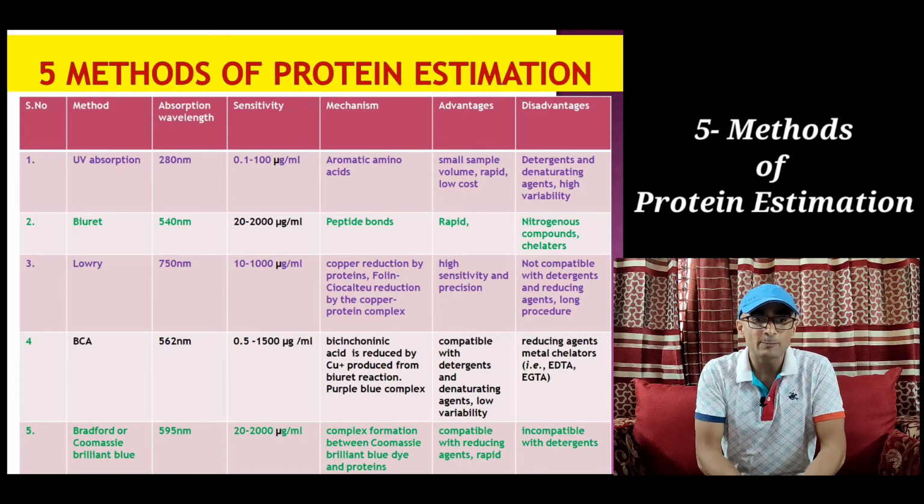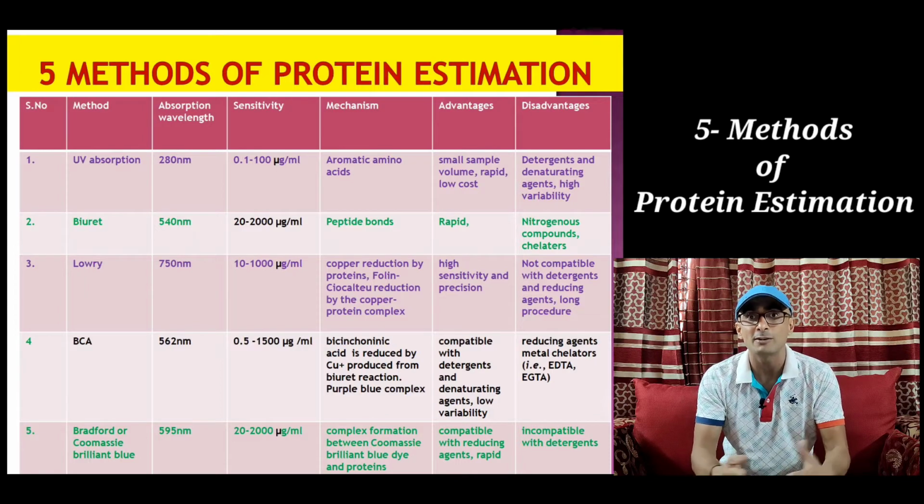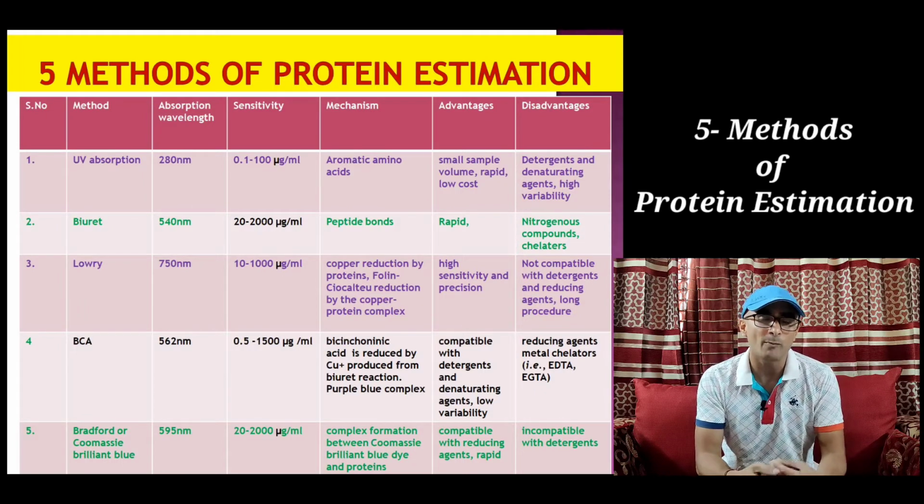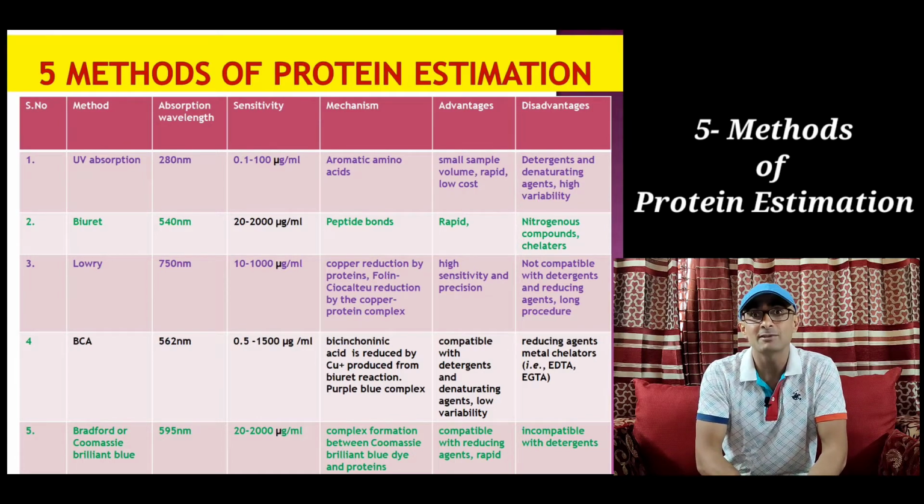The second method is the biuret method, which is based on reaction of copper ion in alkaline condition with the peptide bonds found in the protein. Because peptide bonds are found in all proteins, it's a more accurate method than the UV absorption method. The sensitivity is 20 to 2000 microgram per ml for this method. Sensitivity means the minimum amount or minimum concentration of a protein which can be detected by that method.